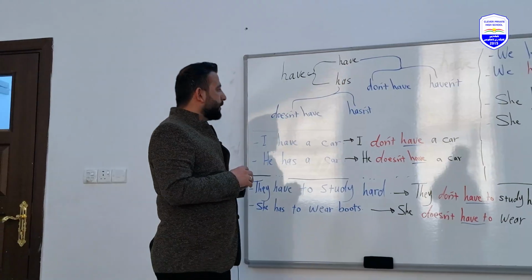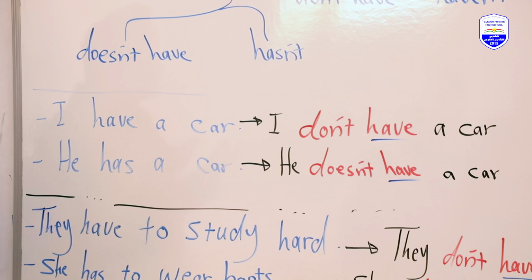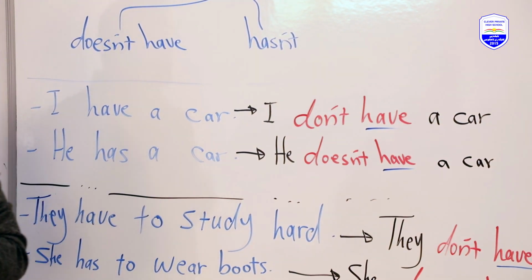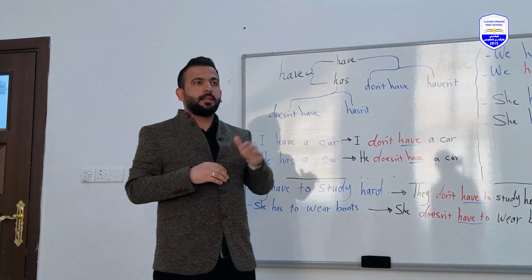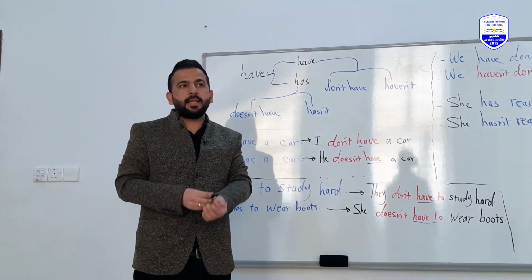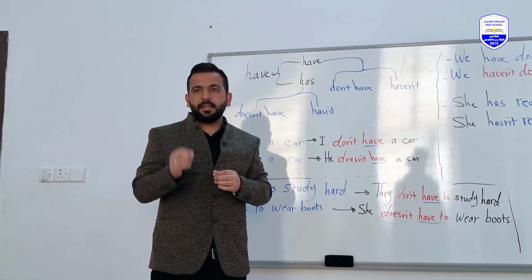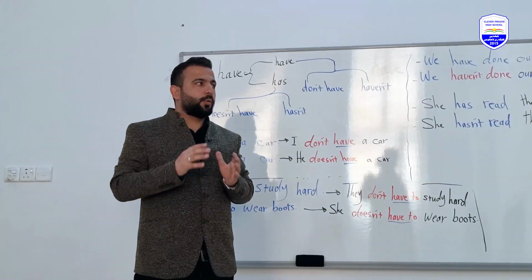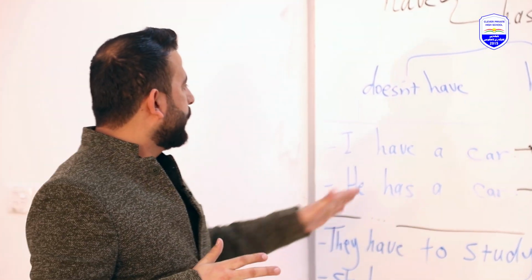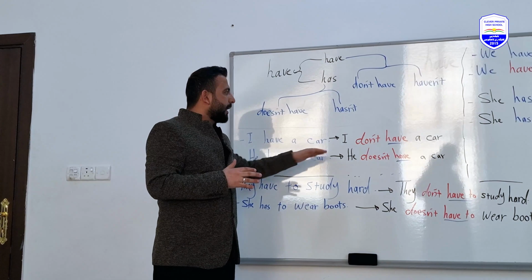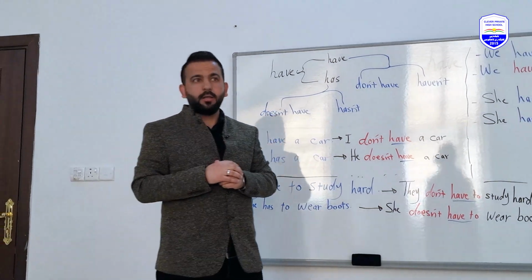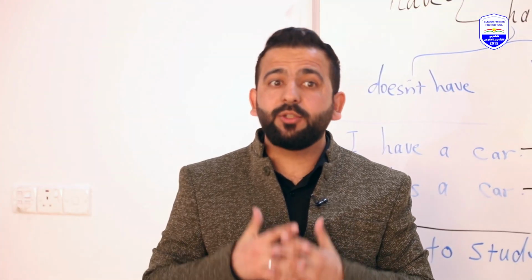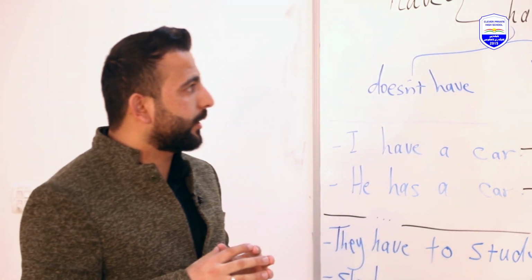Okay, first of all, I see students say, when I have a car, they say, I have a car, I haven't a car. So this is a clear mistake that most students make. So what to do? The answer is that when I have a car, I have to say I don't have a car. I don't have a car. And why? The answer is clear.